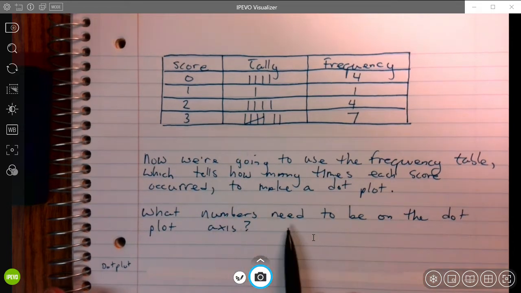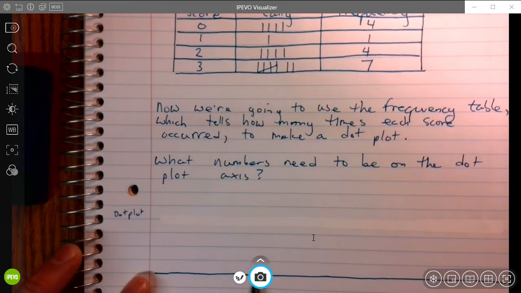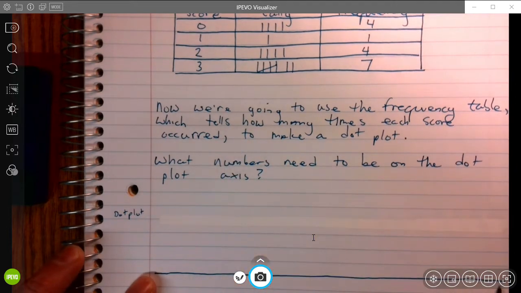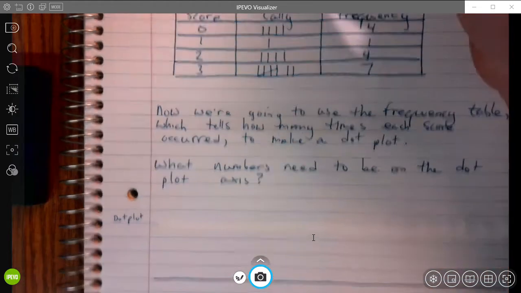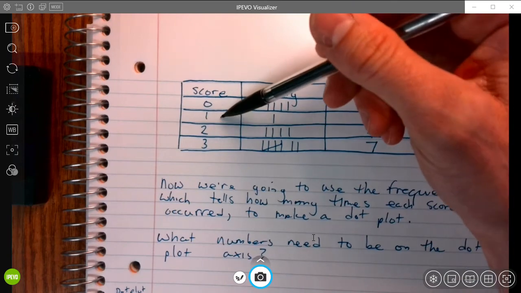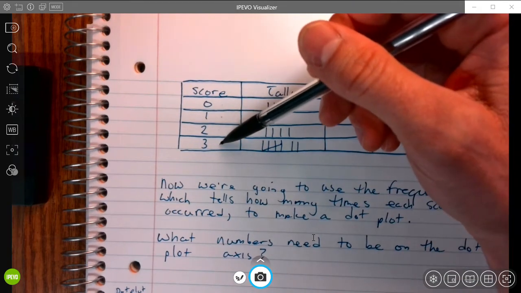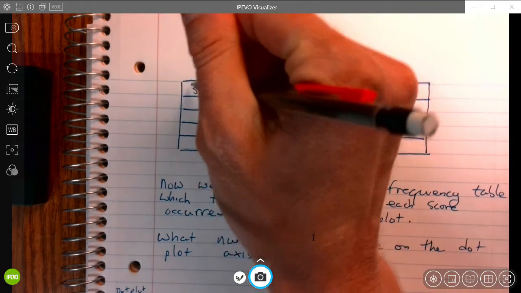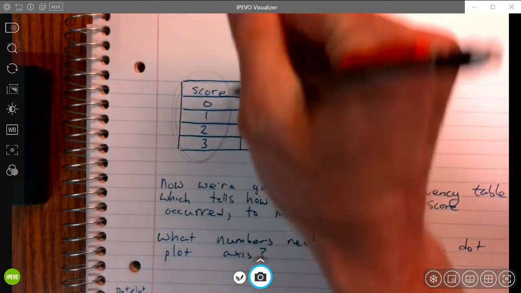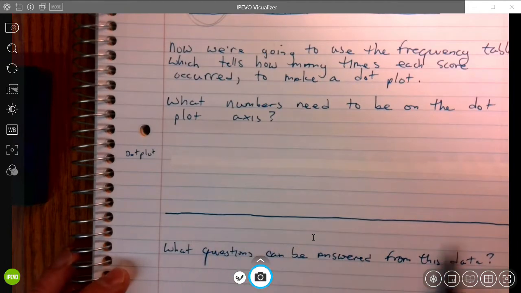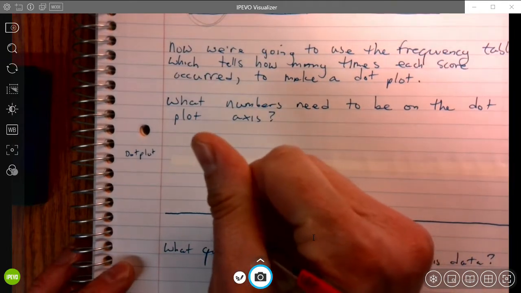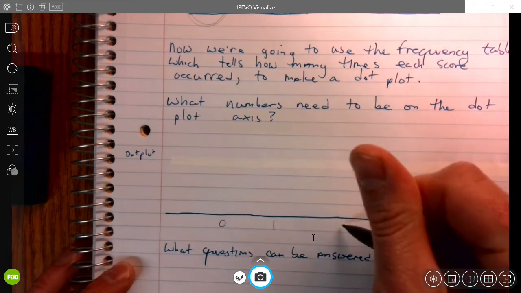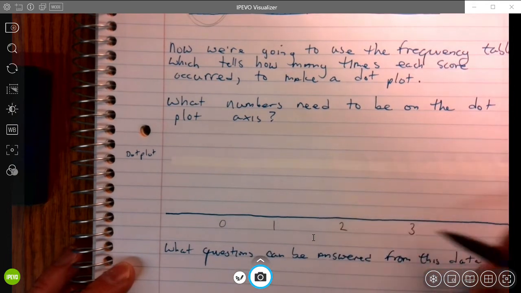So what numbers do you think need to be on the dot plot axis? And here is my dot plot axis right here. I already drew the line, okay? So what numbers do we need to use to label this axis? Well, we want to know how many students got a 0, how many students got a 1, how many students got a 2, and how many students got a 3. So this column of data right here is what I'm going to use to label my axis, right? I say 0, 1, 2, 3.